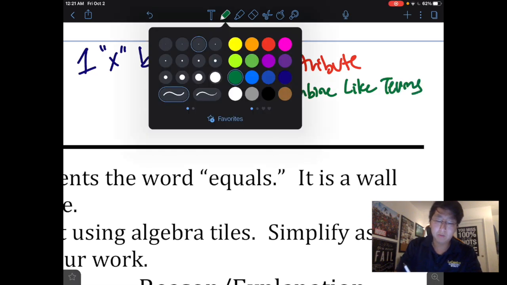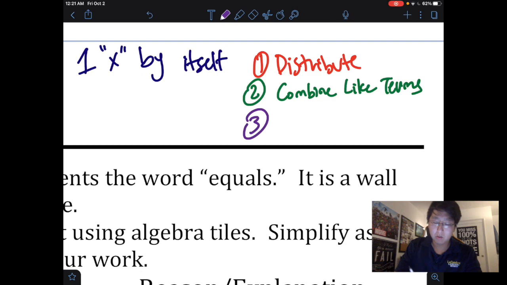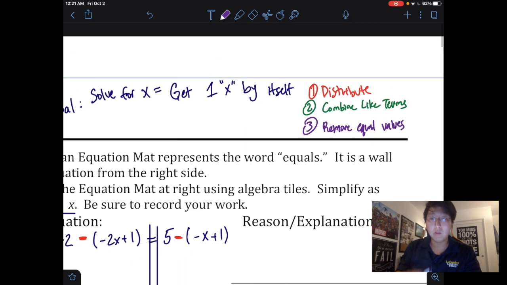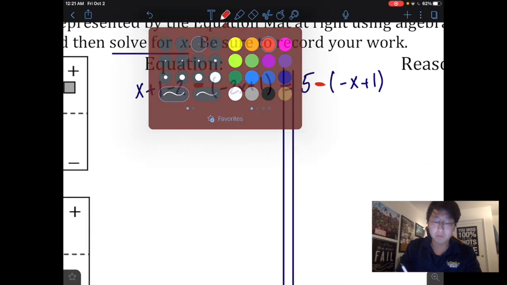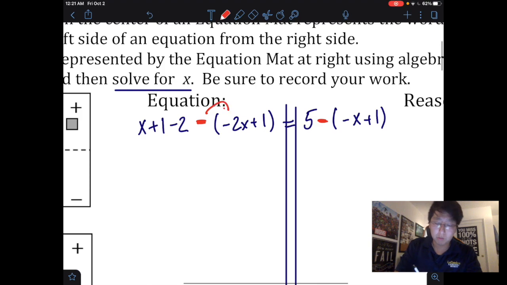And number 3, remove equal values. So those are the 3 things we can do that we know. Alright, so the first thing we're going to do is we're going to go ahead and flip, which is the same thing as distributing.